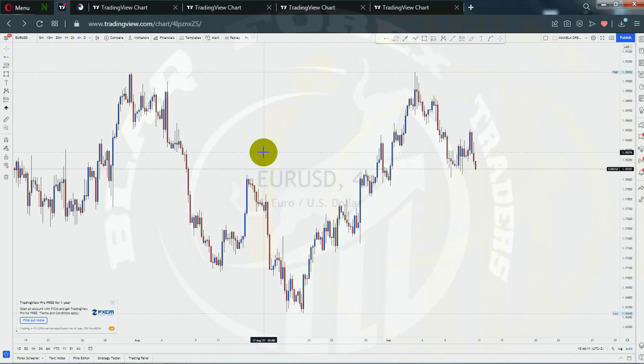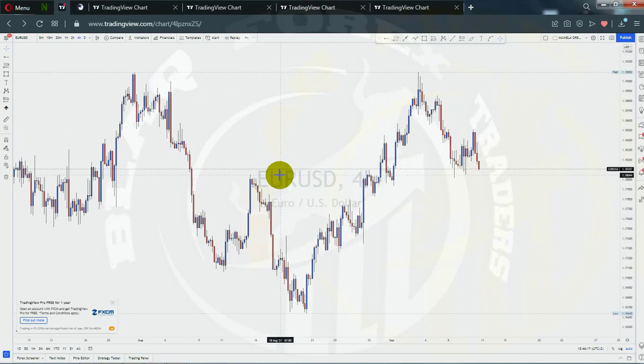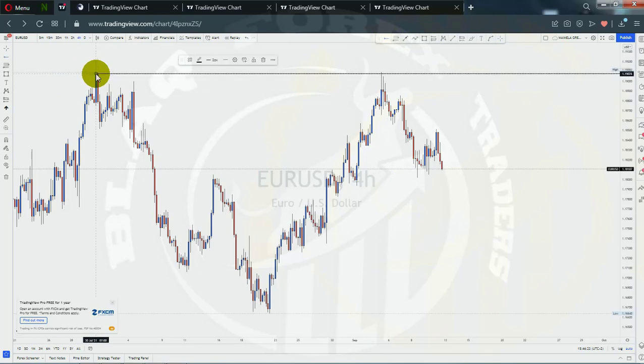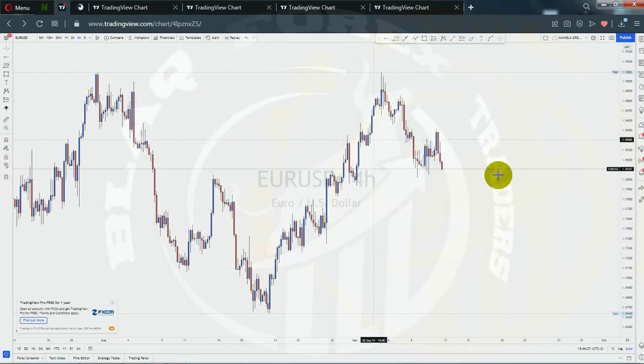Today I'll be analyzing pairs, US30 and Nasdaq. Let's start with Euro USD on the screen now. You can see that Euro USD has been going down ever since they respected this previous high here. They've been going down, going down. So I'll be looking for sell opportunities until I see a substantial reversal of an uptrend.